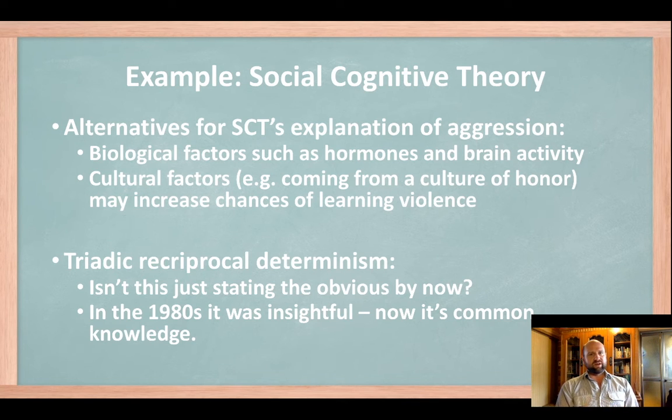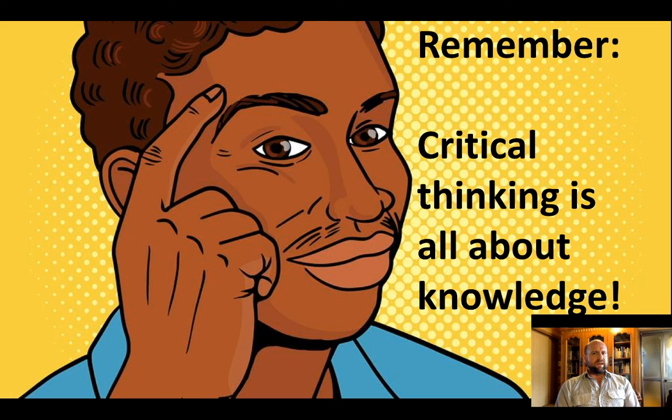So, I do wonder, how valuable is social cognitive theory now? Or, sorry, how valuable is the concept of triadic reciprocal determinism, since it's such a well-known fact? Now, this is where I'm saying, critical thinking is all about knowledge. Critical thinking is based in knowledge.